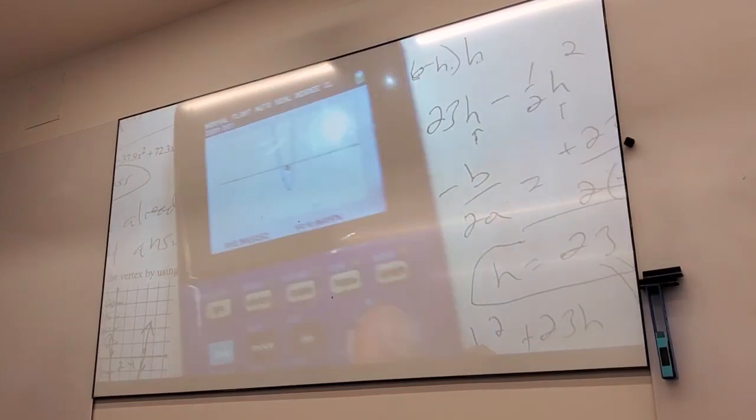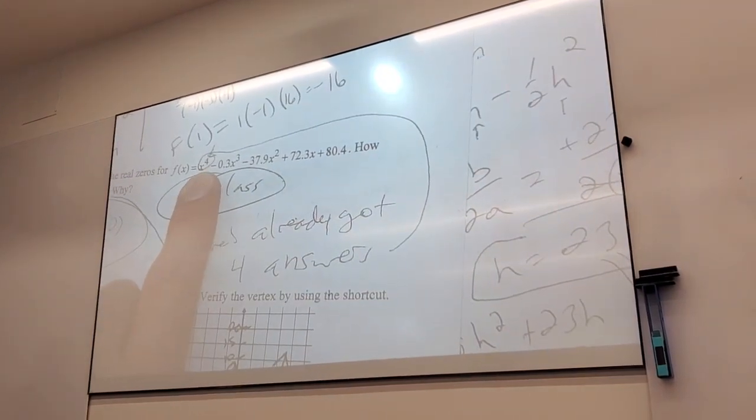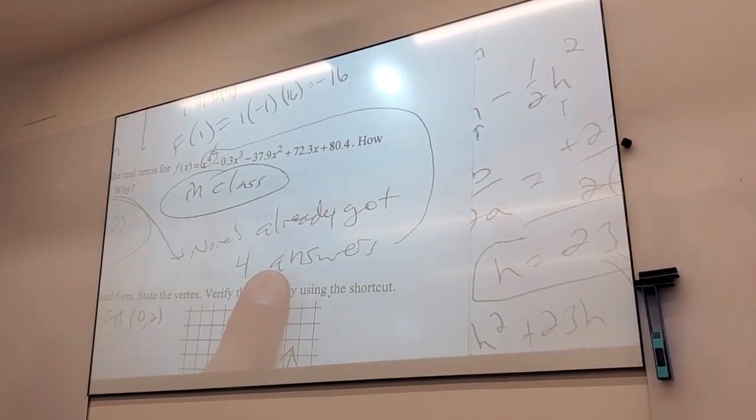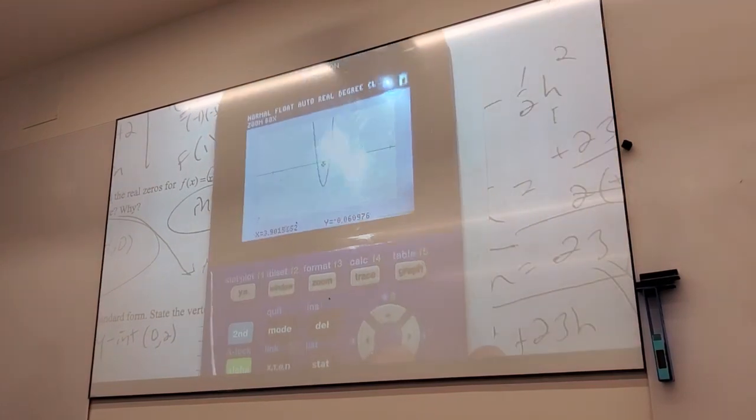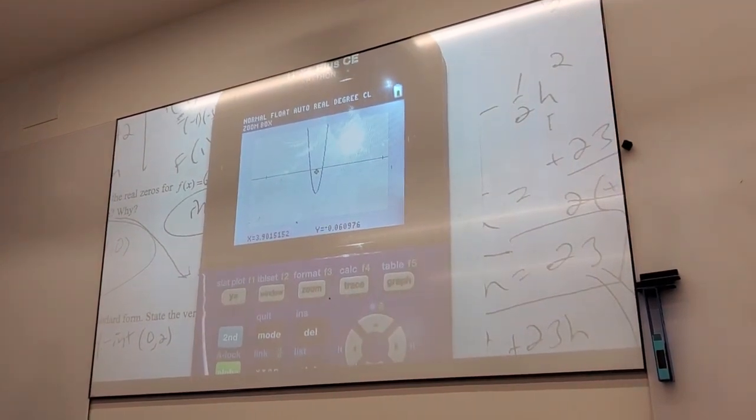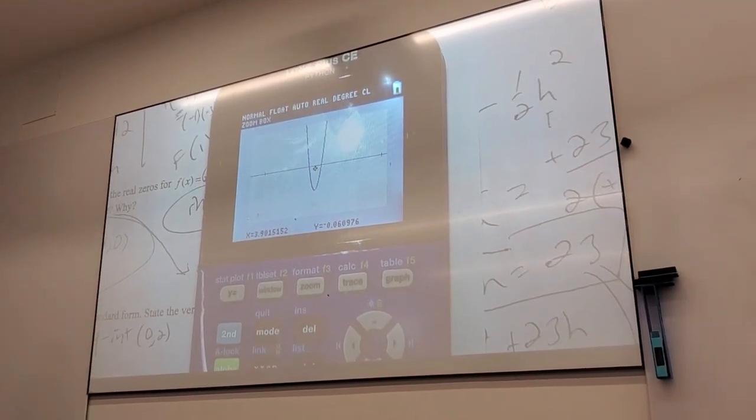How many answers are there supposed to be? It's supposed to be 4. Good, and I already got 4, so I don't need any complex solutions. The leading exponent is a 4, so therefore you've got to have 4.